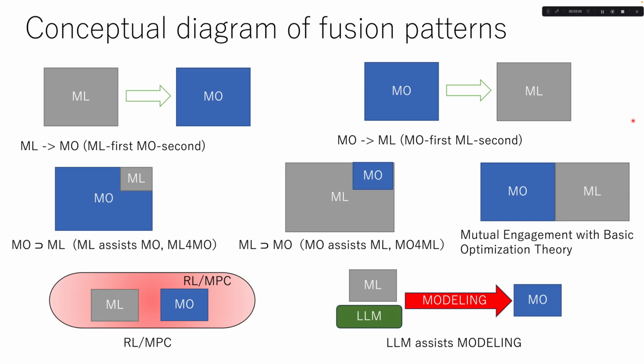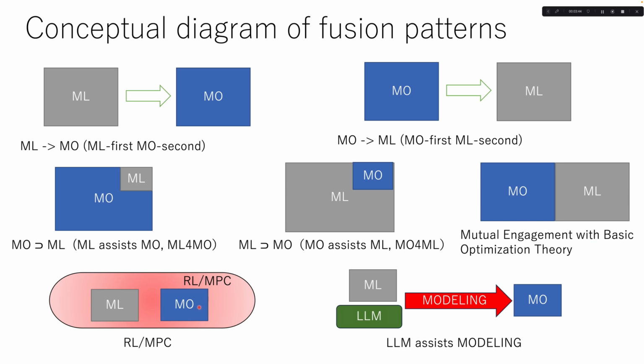In the middle left, we have ML for MO, where machine learning assists optimization, as the name suggests. Here, optimization is the central focus, and machine learning supports it from the periphery. To the right of that is the opposite pattern, MO for ML, where machine learning is the central focus, and optimization assists it. The next category, mutual integration and optimization theory, lies to the right of that. The reality is that machine learning is fundamentally optimization. Hence, optimization theory is deeply involved in machine learning. For example, by formulating machine learning models as mathematical optimization problems, various insights can be gained.